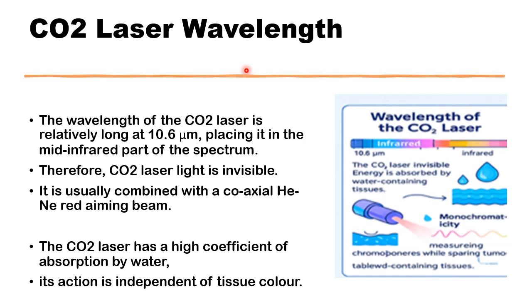One of the reasons why carbon dioxide laser is more popular than other brands of laser is that it has a fairly, relatively long wavelength. This wavelength is in the infrared part of the spectrum. It's therefore invisible, but by combining it with a coaxial aiming beam, the beam can be traced.